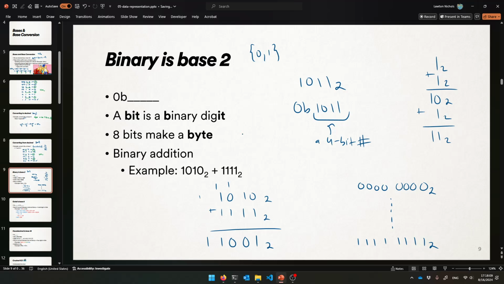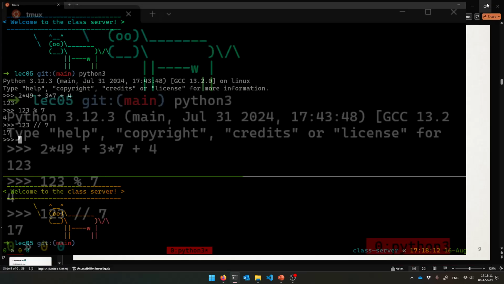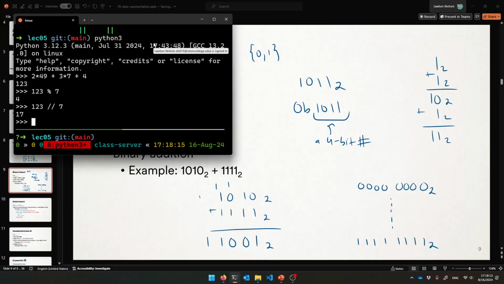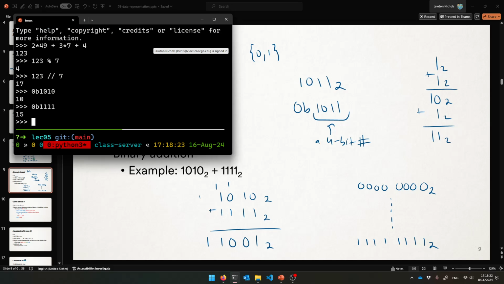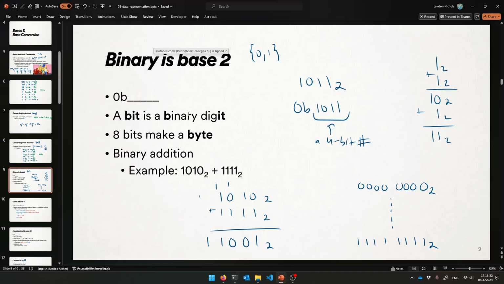All right, and we can check our work by doing this. We can say, okay, 0b also works in Python. 0b1010, that's the number 10 in decimal. 0b1111 is 15. What's 10 plus 15? It's 25, of course. 0b11001, which was the answer we got. Ooh, that worked out. Good job, us. Cool, huh? So, yeah, that's binary.